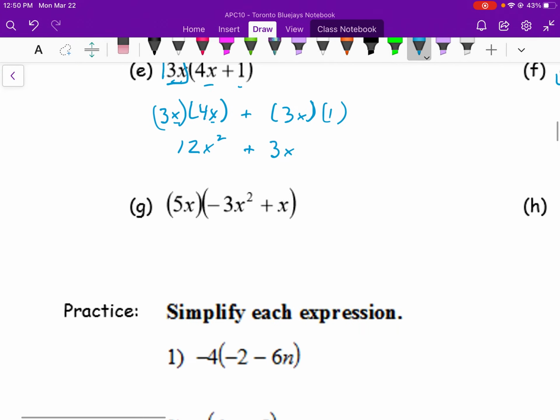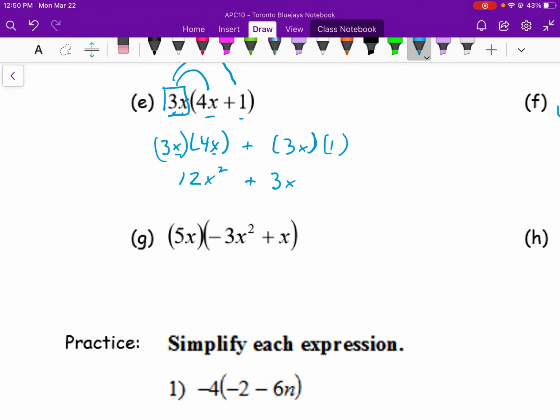So as things get harder and harder, that's what I'm thinking. So here, I have one block here, and this binomial consists of 2 blocks. So when I distribute, I think of it like this. 5x times negative 3x squared. When I multiply my coefficients, that is negative 15. X times x squared is x cubed. So that is just this first multiplication.